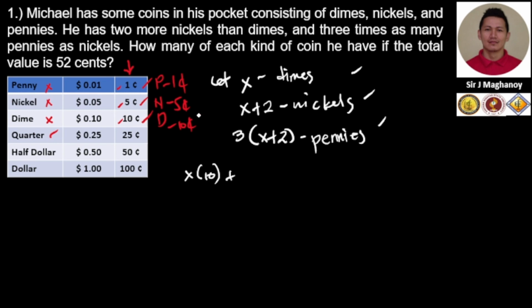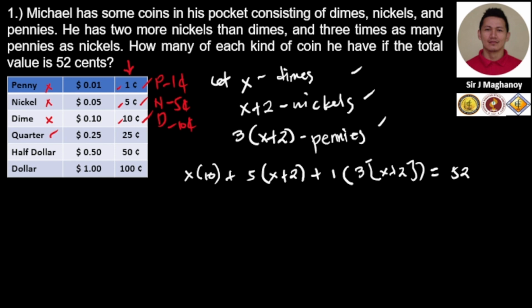And how about our nickels? A nickel is equivalent to 5 cents. So that is 5 times x plus 2 for our nickels. And the third one is pennies, which is 1 cent. So 1 cent times 3 times x plus 2 is equal to 52 cents. So all are in cents. The units on the left side of the equation are in cents, and on the right side are also in cents. So the units are aligned.